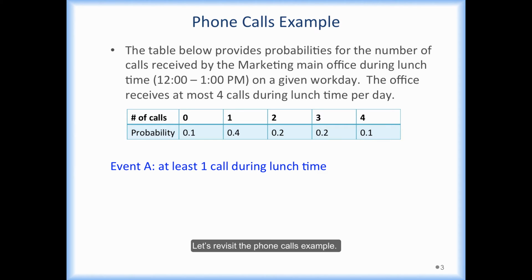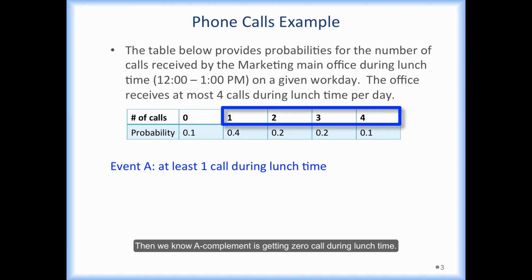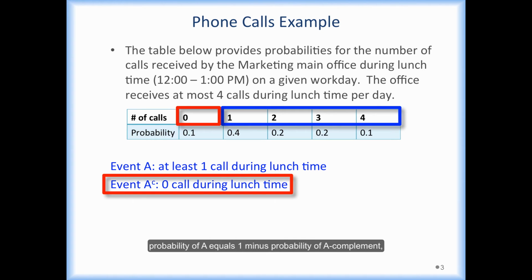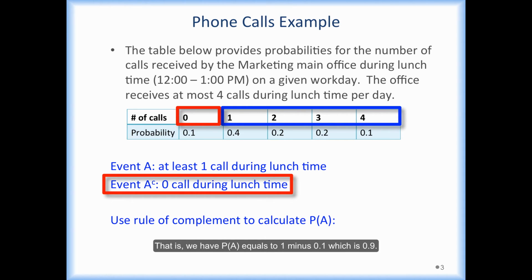Next, let's revisit the phone calls example. Let event A be getting at least one call during lunchtime. Then, we know A complement is getting 0 calls during lunchtime. By the rule of complement, we know that the probability of A equals 1 minus the probability of A complement. That is, we have P(A) equal to 1 minus 0.1, which equals 0.9.